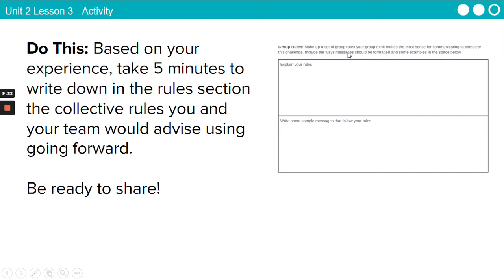So it says, make up a set of group rules. So it's going to be you alone. You may not have someone else to work with. You think makes the most sense for communicating to this challenge. Include the ways messages should be formatted and some examples in the space below. Okay? So you're making up a set of group rules your group thinks make the most sense in communicating. And then it says write some sample messages that follow your rules. Okay? So you're explaining your rule here and you're writing some messages that follow those rules.